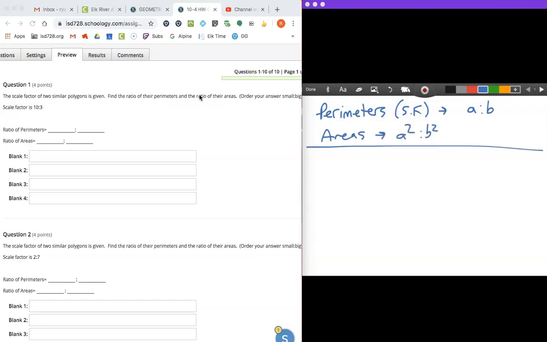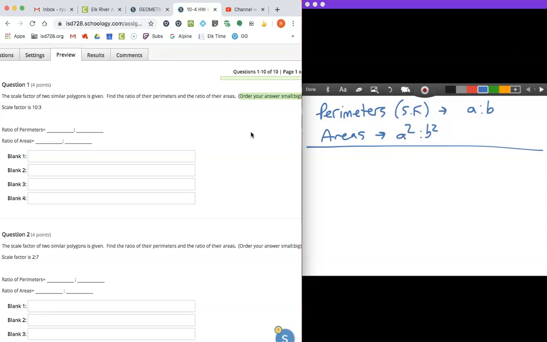So the idea is if you double all the sides of a shape, you're not doubling the area. You're actually increasing the area by 2 squared. You're quadrupling the area if you double the sides of a square or whatever. So they want the ratio of the perimeters and the areas. It does say order your answer from small to big. That's going to be important. That might be why you're getting it wrong.